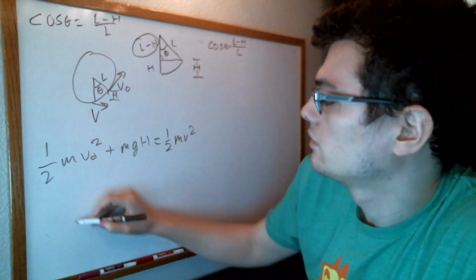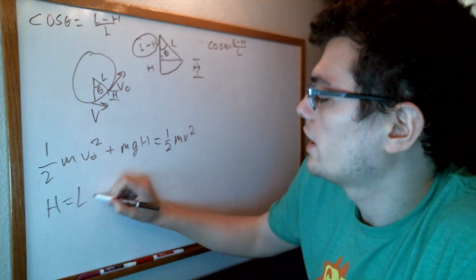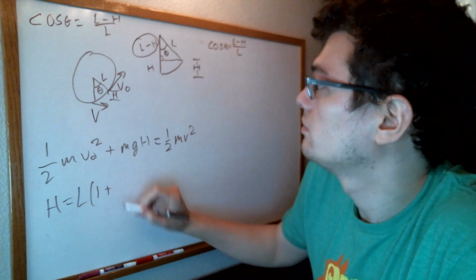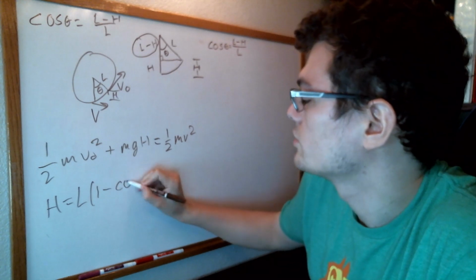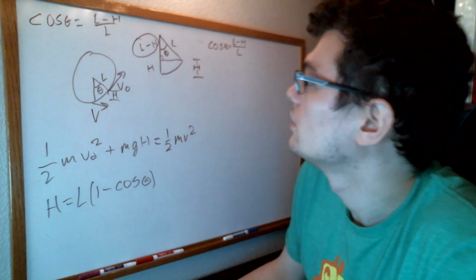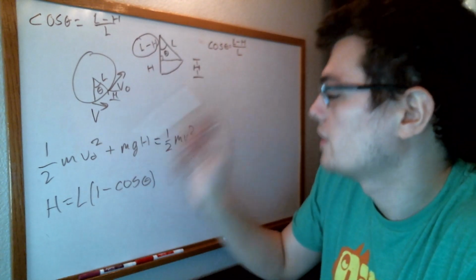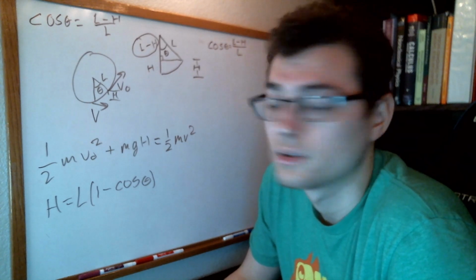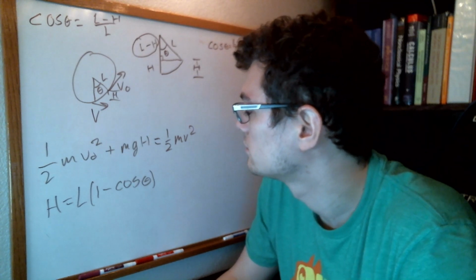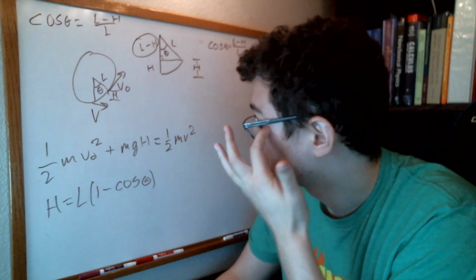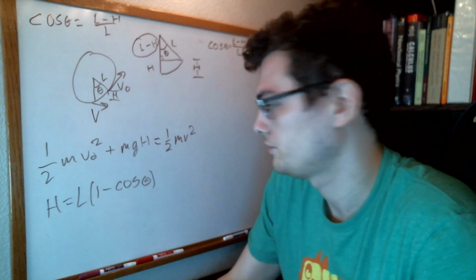And so then h is just going to be equal to L times 1 minus cosine of theta, because we multiply L to the other side and then we subtract L, but then we take the negative to get positive h. And so then it yields this instead. And so what we can do is go ahead and plug this into our equation here and then solve for theta.